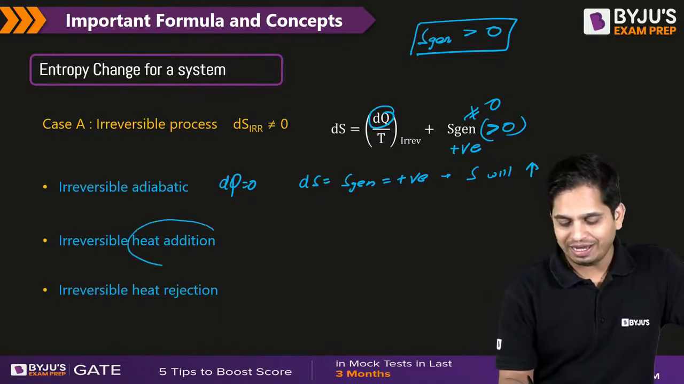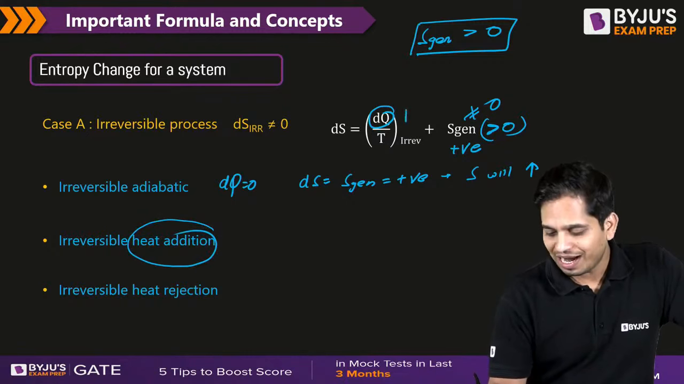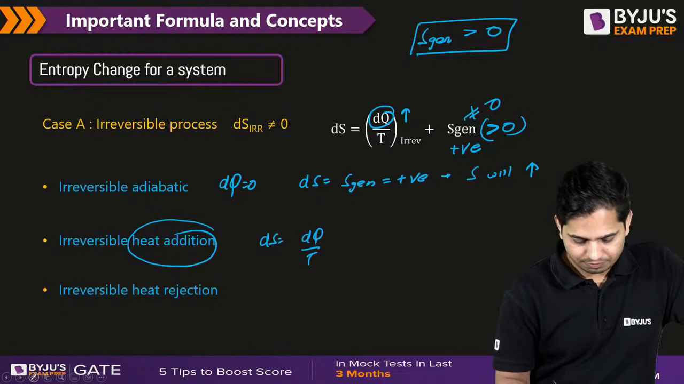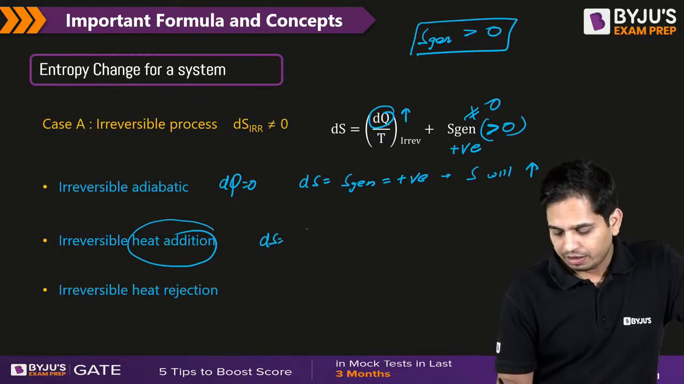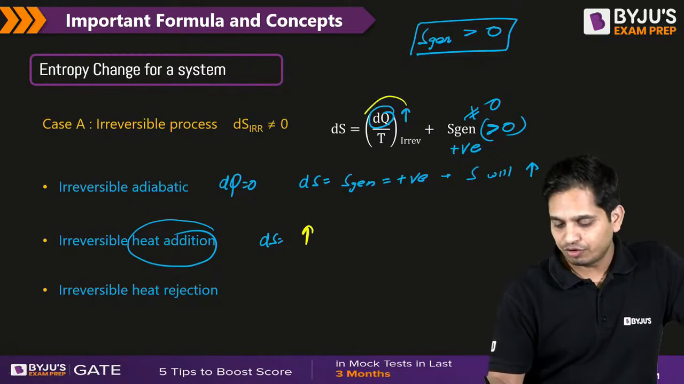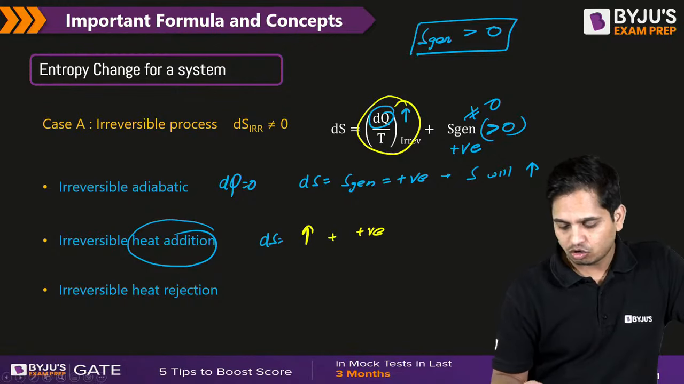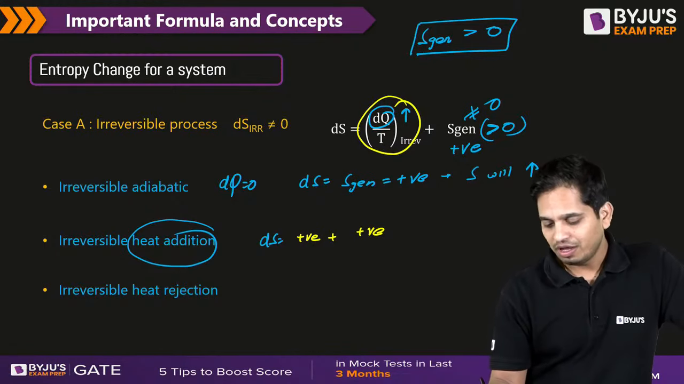Now irreversible heat addition. Now you are adding heat. So now you are adding heat means dq by T is going to increase. So this will increase, and this is also a positive value. So this is also positive because it is increasing. So you will get a positive value, and I can say entropy is increasing.